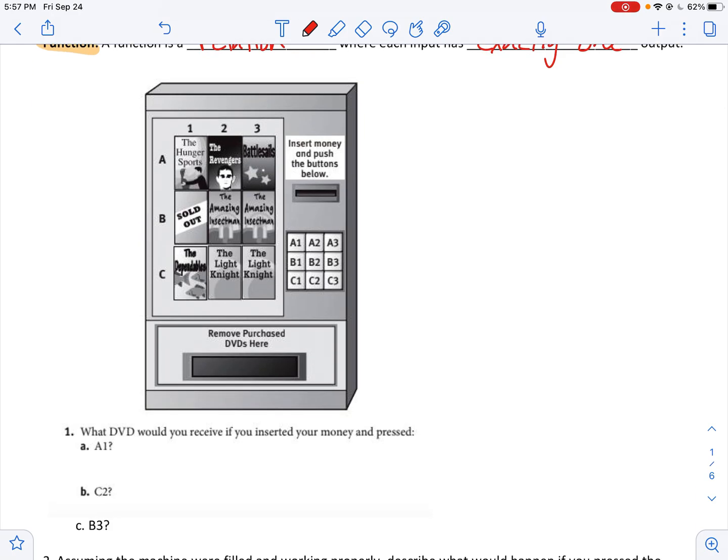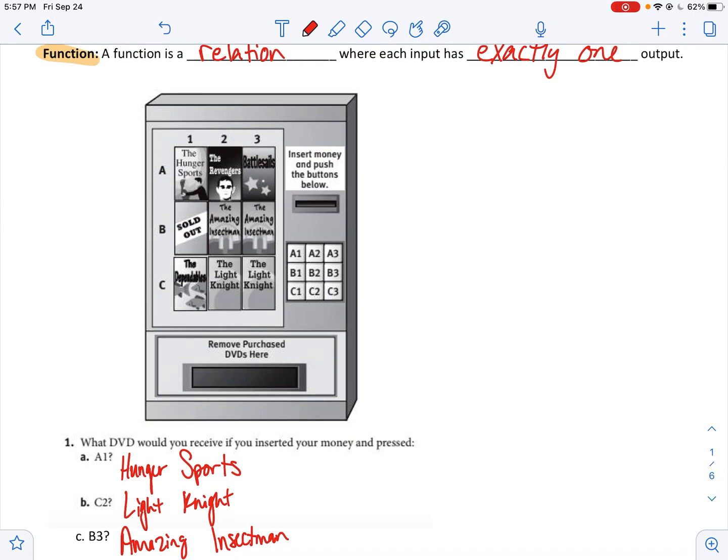So what DVD would you receive if you inserted your money and pressed A1? Well, you would get the Hunger Sports. What about C2 and B3? If I put in my money and press C2, I'd get the Light Night. And B3, I would get the Amazing Insect Man. So I have some inputs, my money, and I get some outputs, movies.